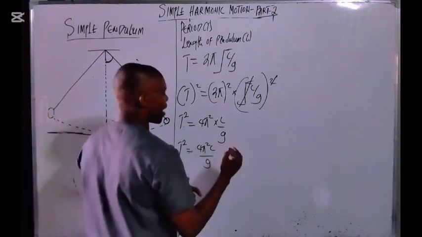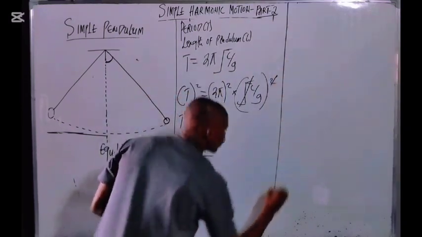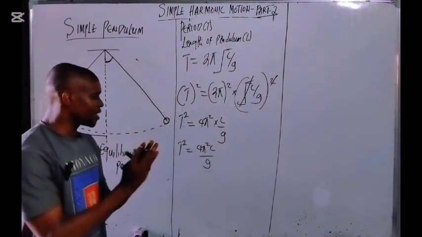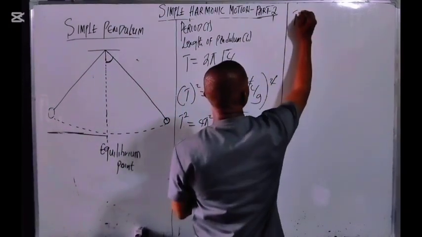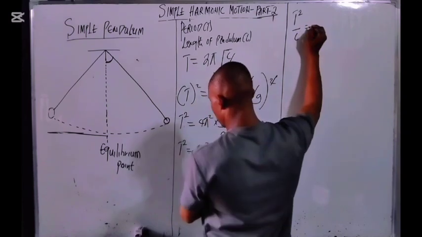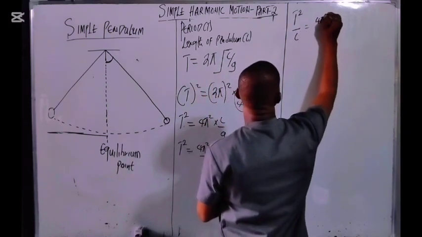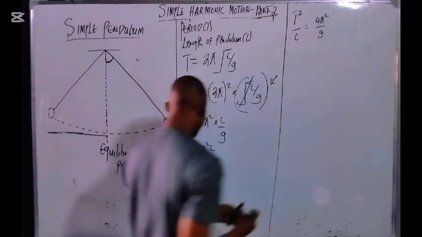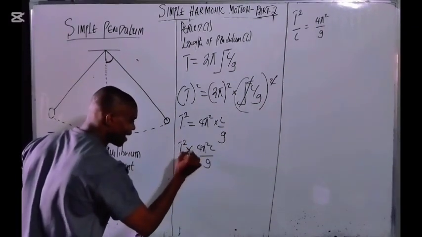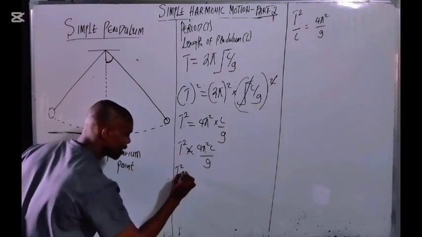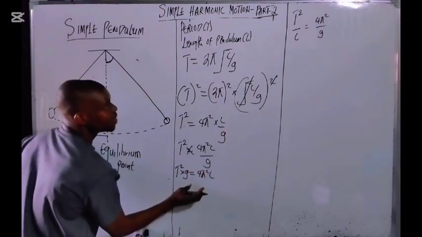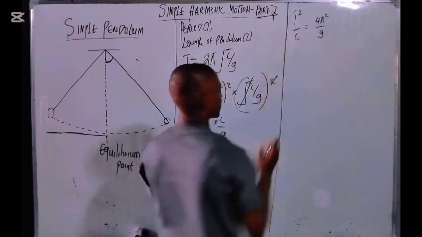Now let's rearrange this stuff. If we rearrange this, let the T be on one side. You find that T squared over L equals 4 pi squared over g. If you check it very well, do you know the reason why? Because if you cross multiply like this, here we have T squared times g equals 4 pi squared L. Is it okay? Same here, if you cross multiply, this is what you get.